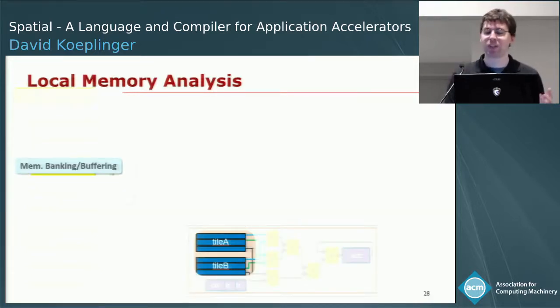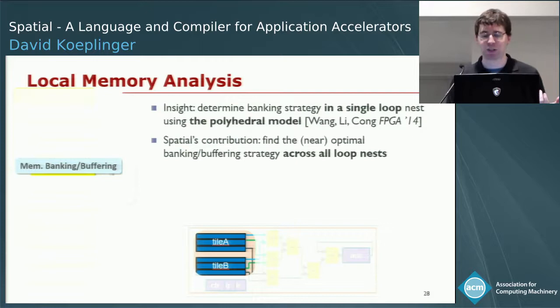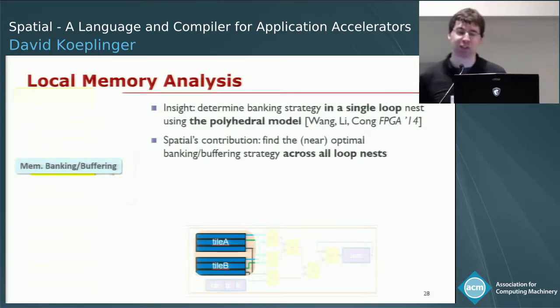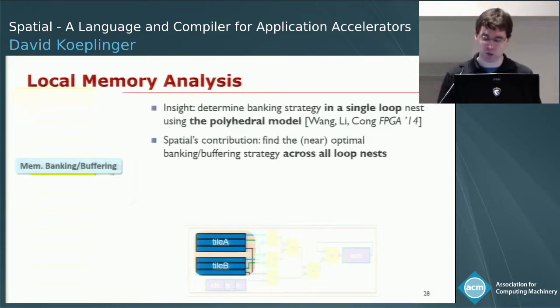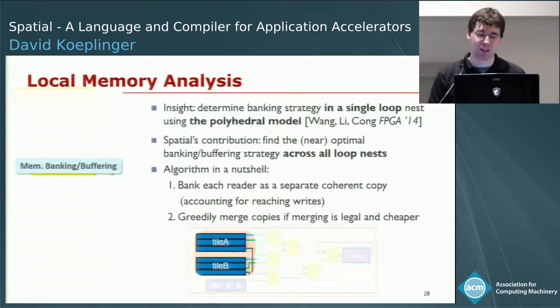This local memory analysis that I mentioned, one key insight from previous work is that you can use the polyhedral model to do this when you're analyzing access patterns within a single loop. So usually you have access patterns across loops. And this is Spatial's contribution, is to do a near optimal banking and buffering strategy across all the loops in your entire program for your data structures. So in a nutshell, essentially you bank each reader as a separate coherent copy, and then you merge copies together. The paper has more details about this.